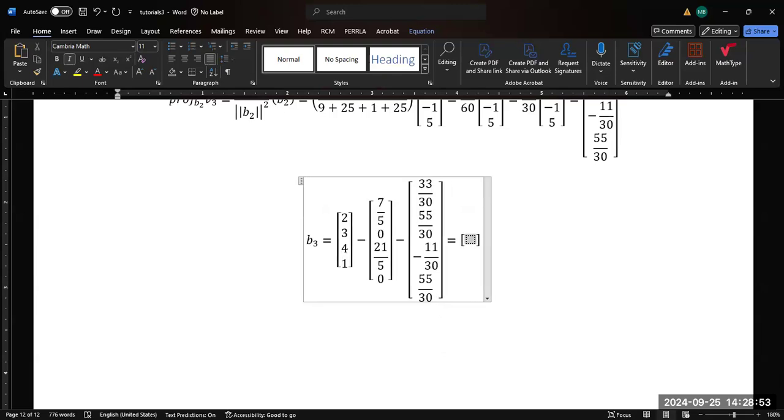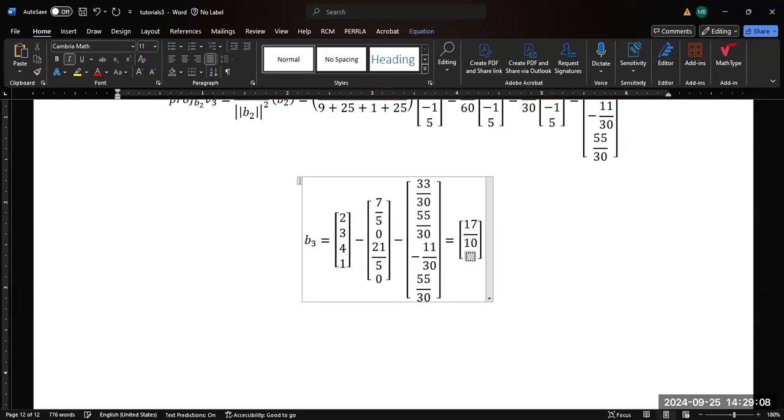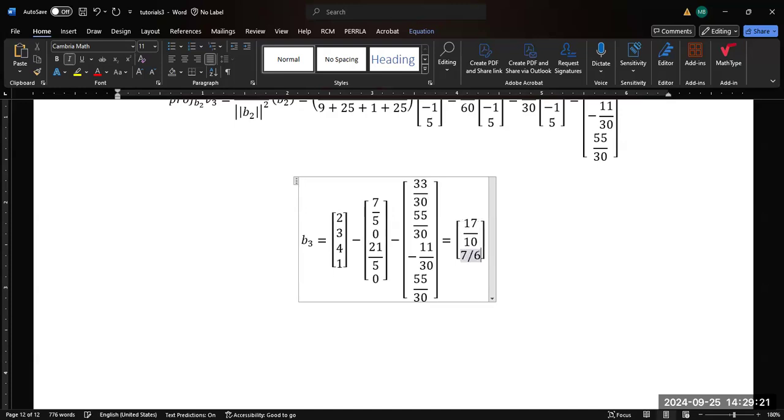All right, so let's see what happens. 2 minus 7 divided by 5 minus 33 divided by 30. It's 1.7, which is going to be 17 over 10. And then we're going to take 3 minus 0 minus 55 divided by 30. And that's going to give us 7 divided by 6.